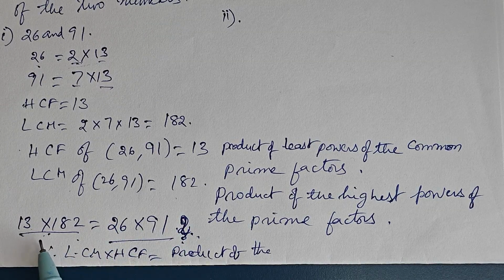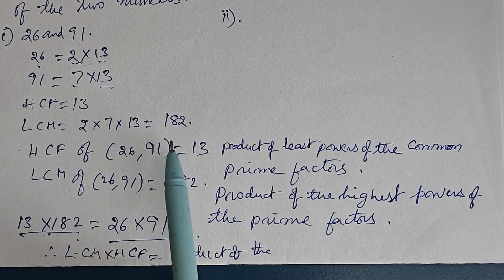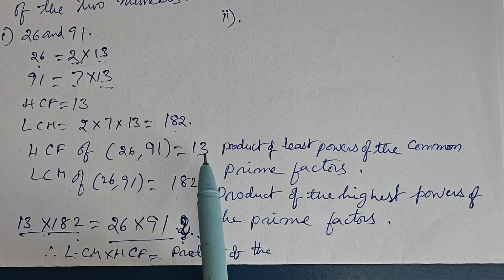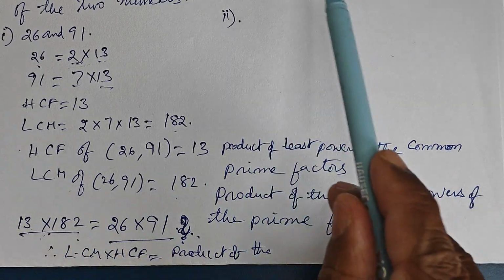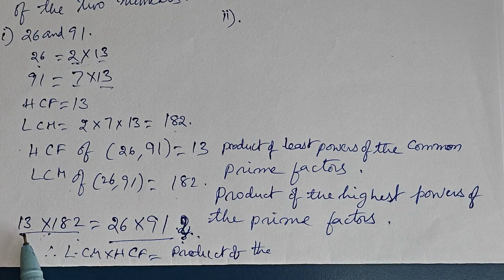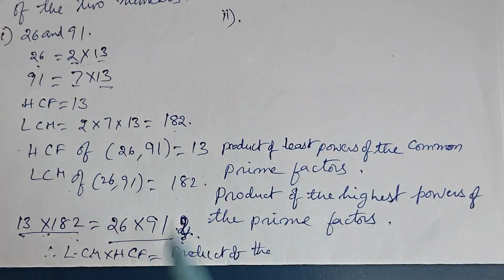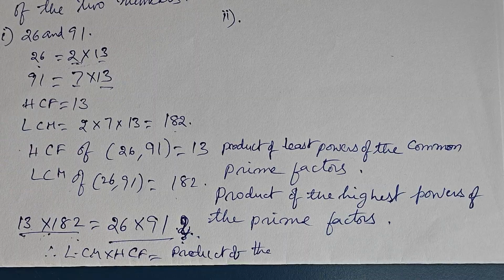182. And LCM into HCF. The LCM we found as 182 and the HCF we found as 13. So 13 into 182 is equal to, okay, here I wrote it in the reverse order, HCF into LCM, but A into B is equal to B into A, as you know. So don't worry about that.